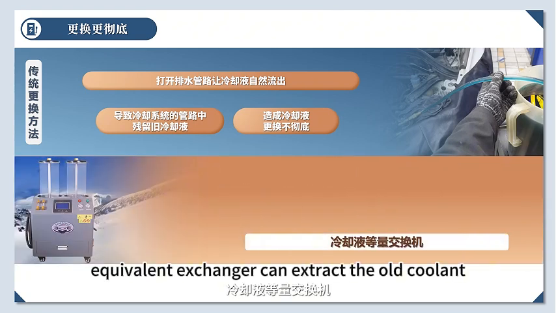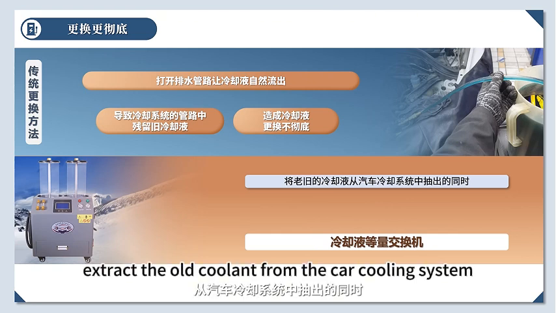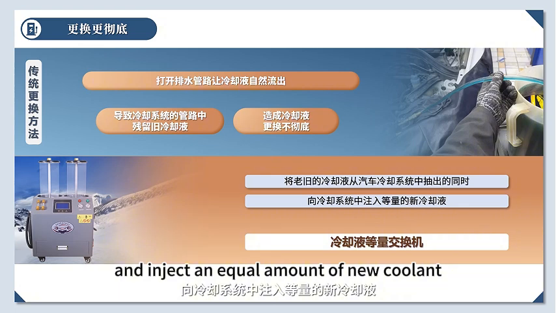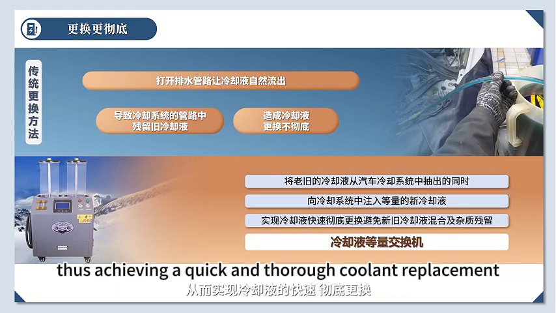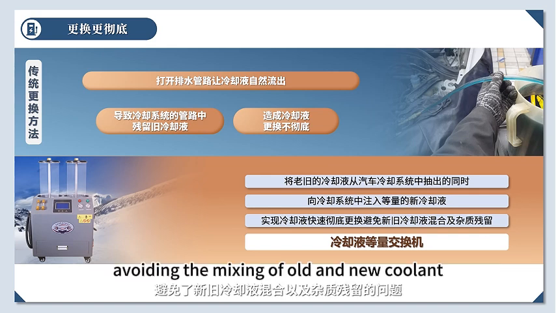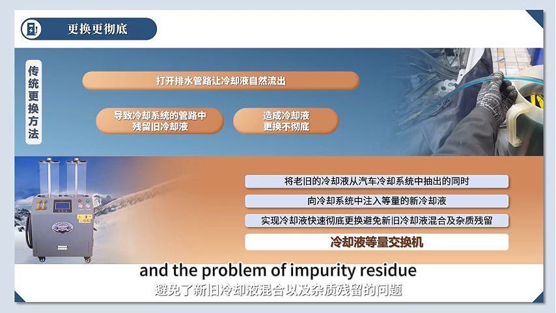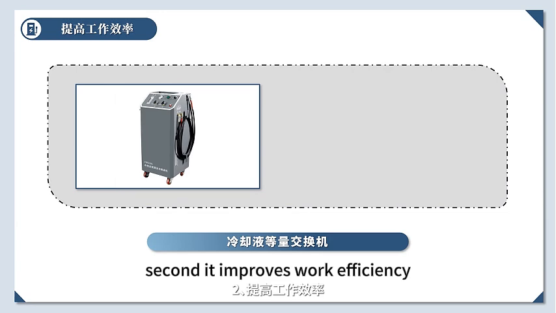resulting in incomplete coolant replacement. The coolant equivalent exchanger can extract the old coolant from the car cooling system, and inject an equal amount of new coolant, thus achieving a quick and thorough coolant replacement, avoiding the mixing of old and new coolant, and the problem of impurity residue. Second, it improves work efficiency.